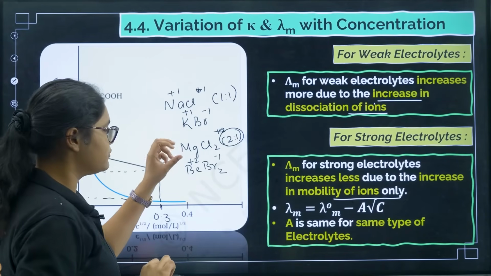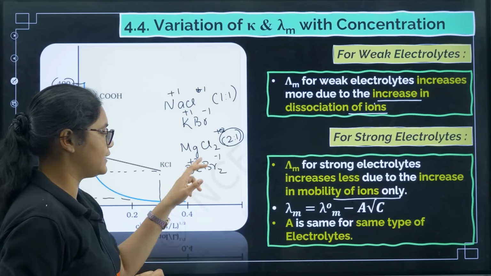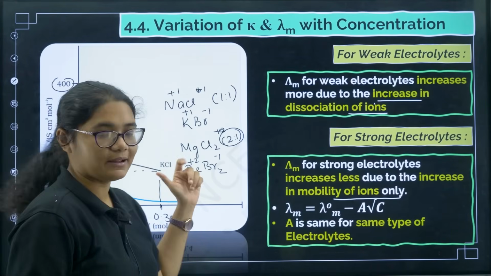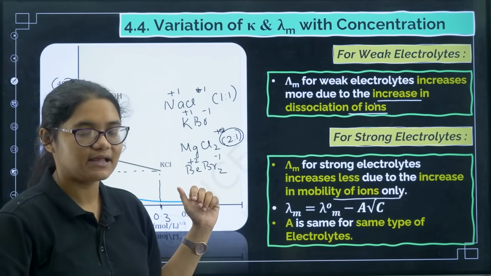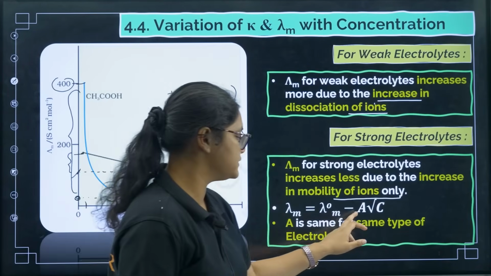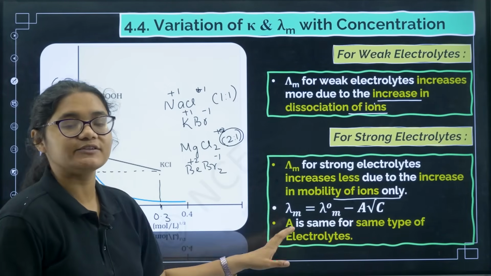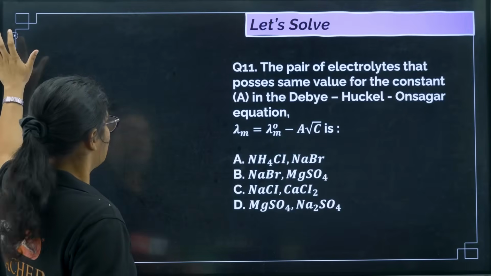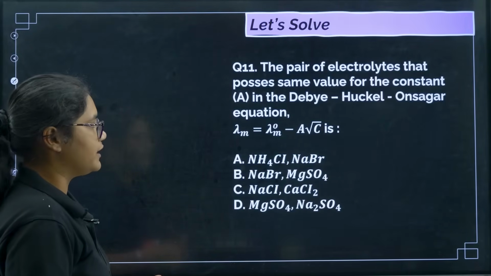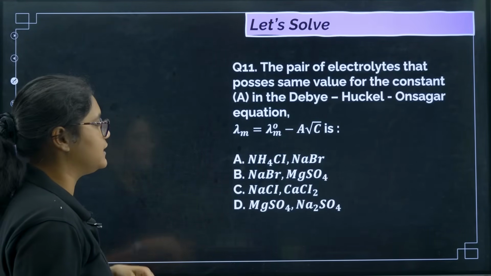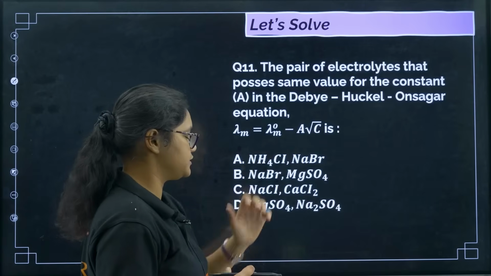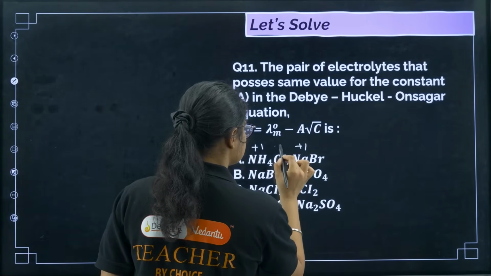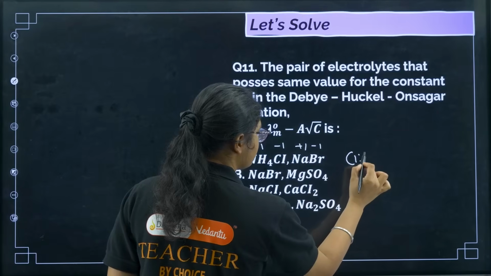So when two electrolytes have cations with the same charge and anions with the same charge, they are called the same type of electrolytes, and for the same type of electrolytes, this A value will be the same. This has been asked in a previous year question, so please remember this. Here's a question: the pair of electrolytes that possess the same value for the Debye-Huckel constant in this equation. Here this is +1, this is +1, this is -1, this is -1, so they are of 1,1 type.